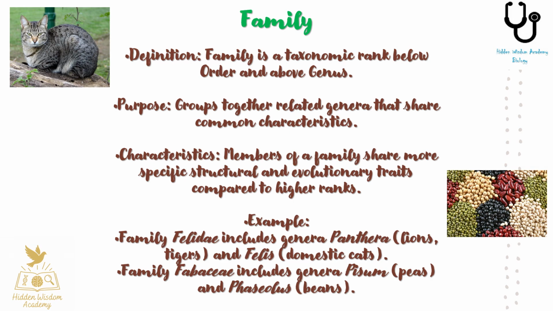Family is a taxonomic category that comes below order and above genus. It groups together related genera that share common characteristics. Members of a family have more specific structural and evolutionary traits in common compared to higher taxonomic ranks. For example, the family Felidae includes different genera such as Panthera, which has lions and tigers, and Felis, which includes domestic cats. Similarly, the family Fabaceae includes genera like Pisum for peas and Phaseolus for beans. Understanding the family category helps us organize and classify biodiversity by grouping closely related organisms.